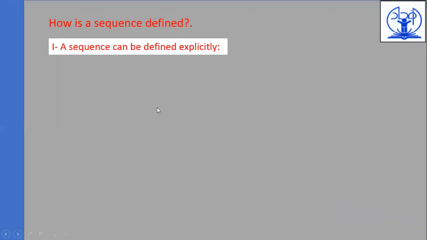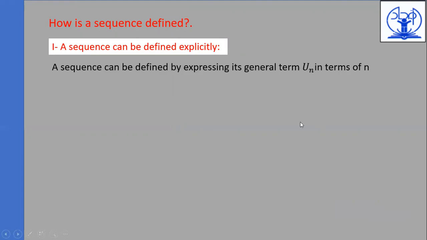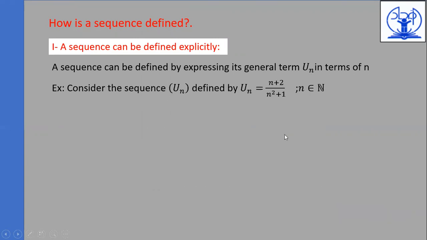You have studied last year that a sequence may be defined explicitly. What does that mean? A sequence can be defined by expressing its general term un in terms of n. This is exactly as we define functions. Example, consider the sequence un defined by un equals n plus 2 over n squared plus 1, where n is in N. It's exactly similar to f of x equals x plus 2 over x squared plus 1.